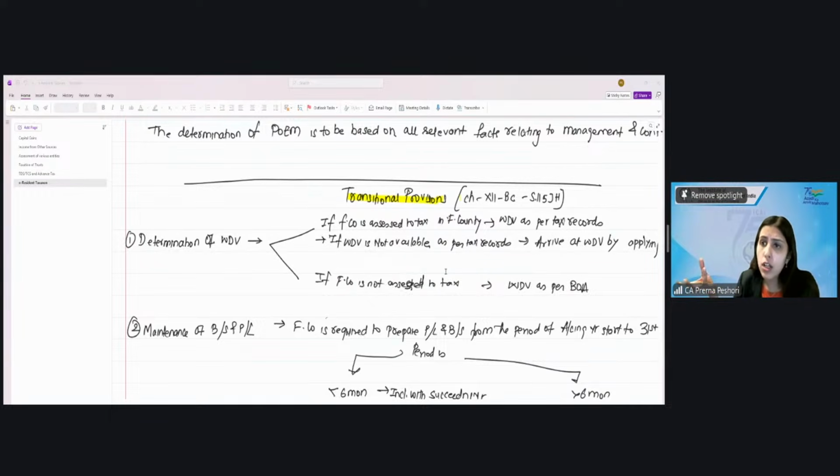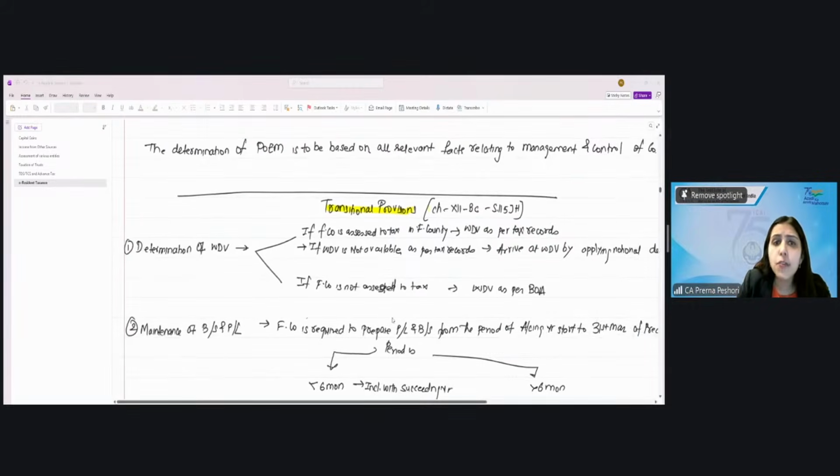Now till now, you have been assessed to tax in the other country, or you may not have been assessed to tax also. But I will allow you the depreciation on your assets. So for that purpose, section 115JH provides for the transitional mechanism. And in that connection, the notification of 2018 notifies the provision as a transitional mechanism.